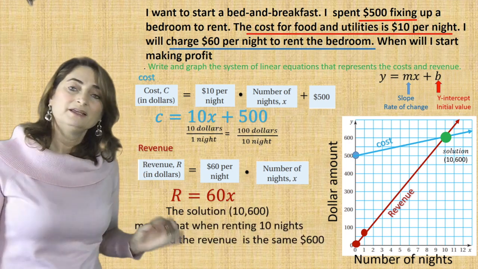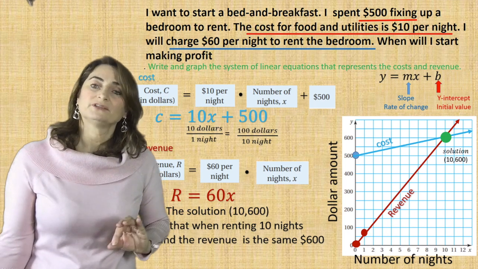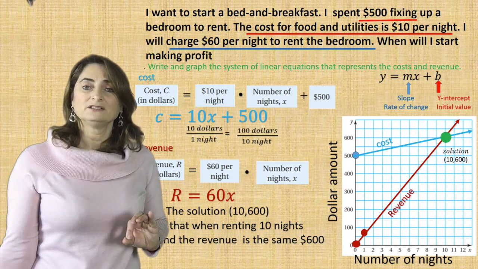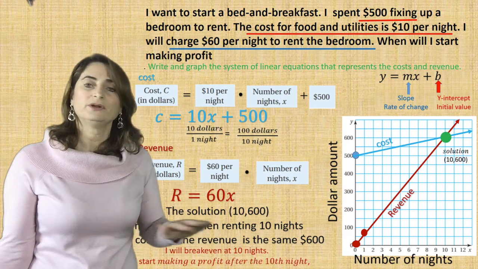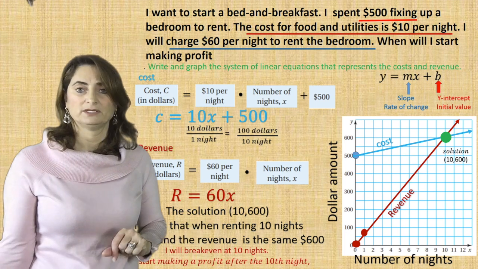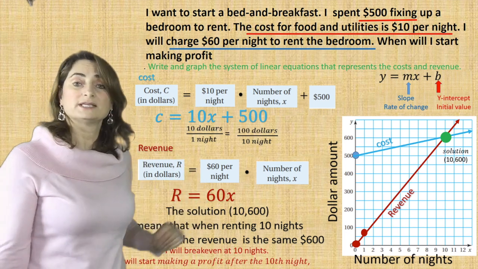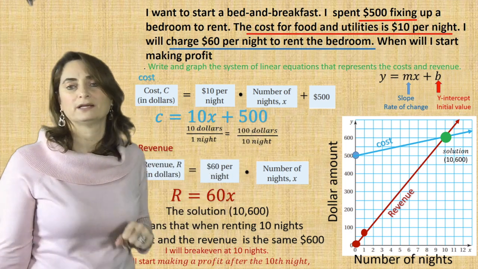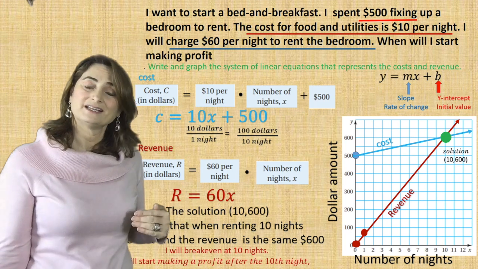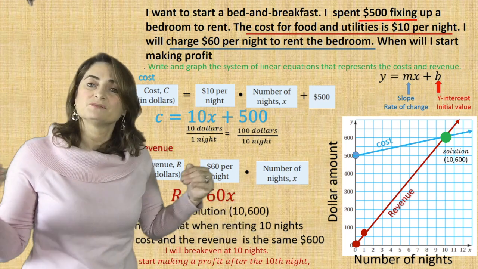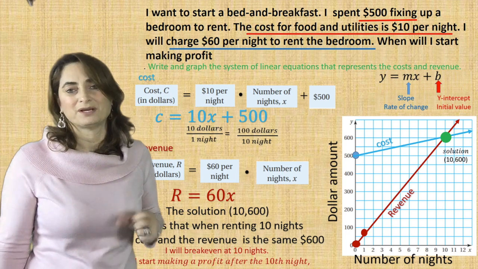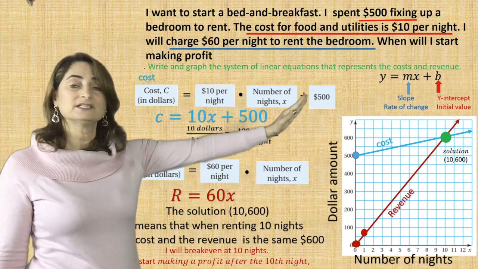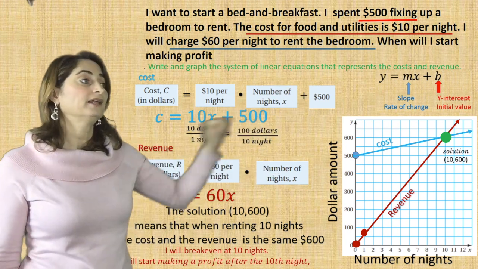What does that mean? It means I will break even at 10 nights. I will make $600, but it also costs me $600. So I will break even. I will not make any money. I will not lose any money. But if I rent more than 10 nights, that's when I start making profit, because now the revenue is more than my cost. If I rent it less than 10 nights, I will be losing money because my cost is more than my revenue. And you can tell from the steepness of the line. Watch how the red line after 10 nights starts to be steeper than the blue line.